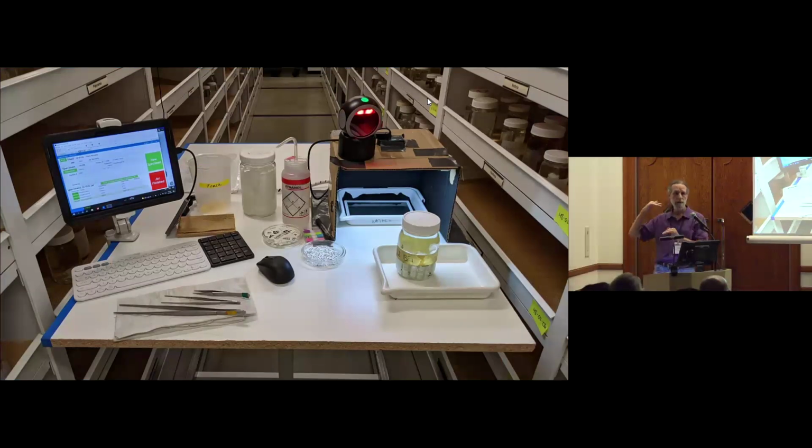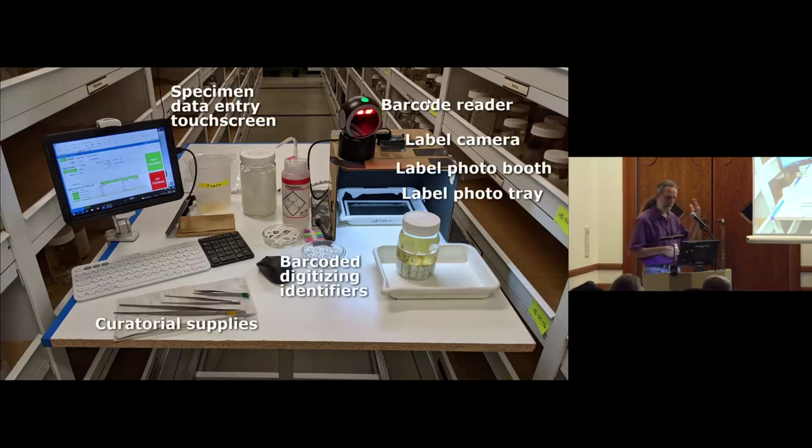So no specimens coming out, we put the people into the aisles to do the digitizing. Each of these was a set width, obviously, that would fit, and each outfitted with what was needed to do the digitization in place. Specimen data touchscreen, these are Windows tablets running FileMaker Pro. Curatorial supplies to do the manipulation of the specimens. A barcode reader to read the barcode labels that are being introduced into each specimen as it's being digitized, and then a label camera for the instances where we did have to remove the labels and take a photograph of them.